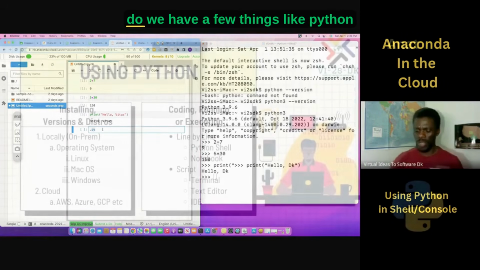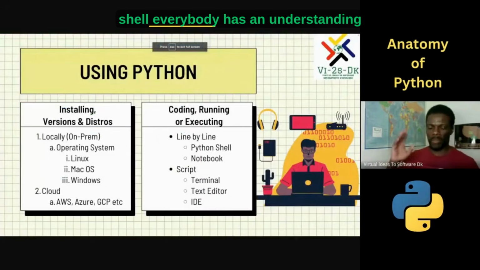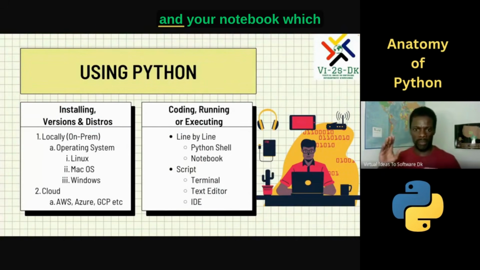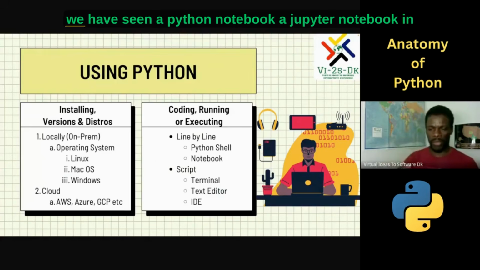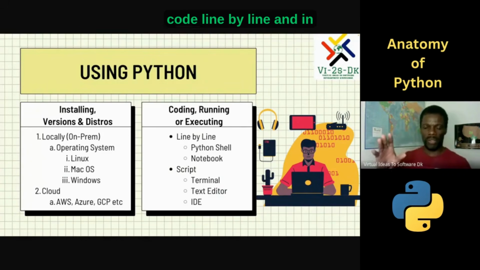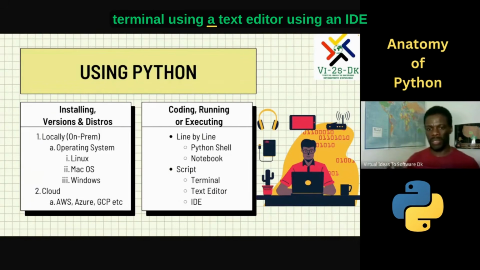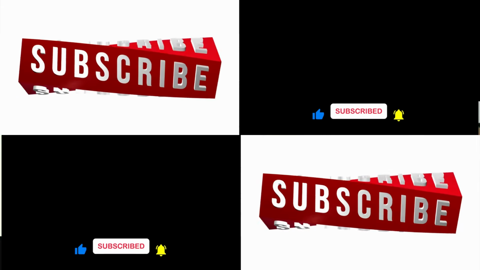Okay. So what questions do we have with a few things like the Python shell? Everybody has an understanding of that. At least if you forget everything today, you remember the shell, right? And your notebook, which we've seen, a Python notebook, a Jupyter notebook in that case. And the difference between writing your code line by line and in a script, using the terminal, using a text editor, using an IDE. Right after that, we had break time earlier, but let's continue.